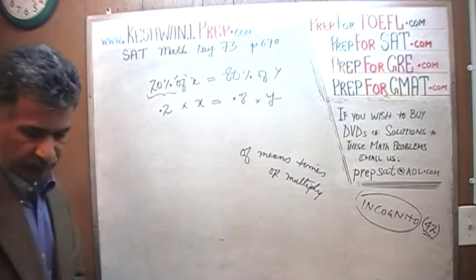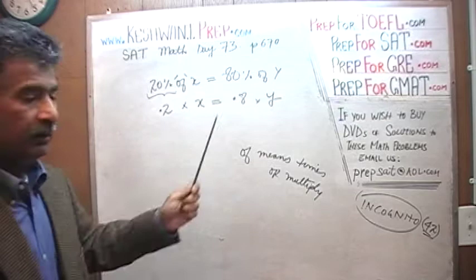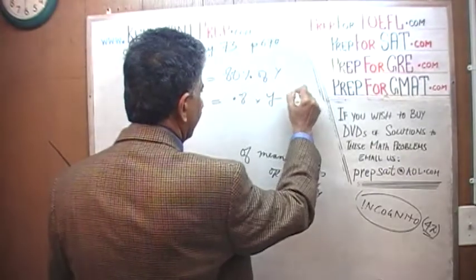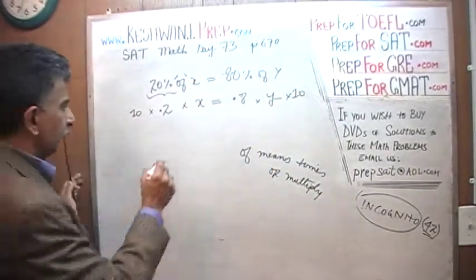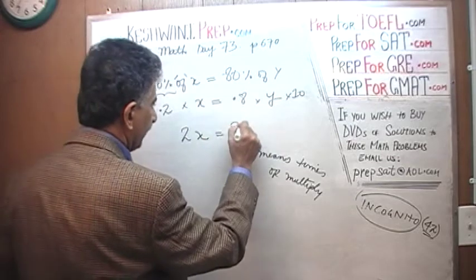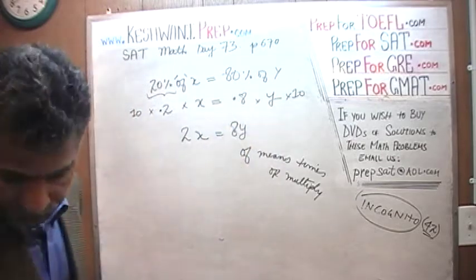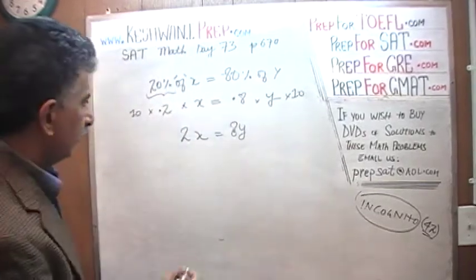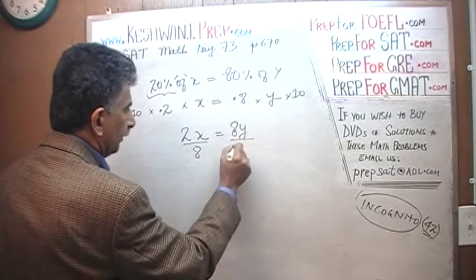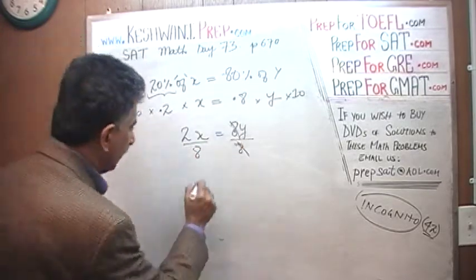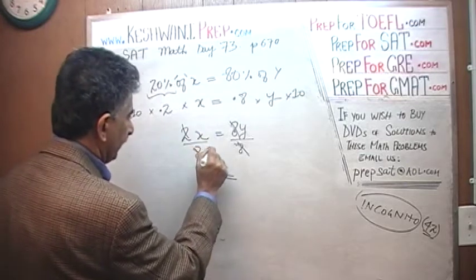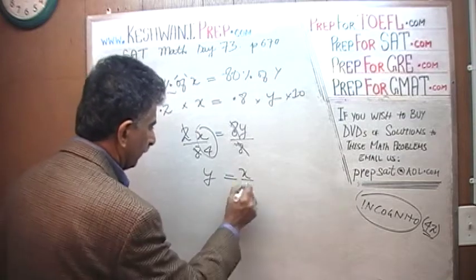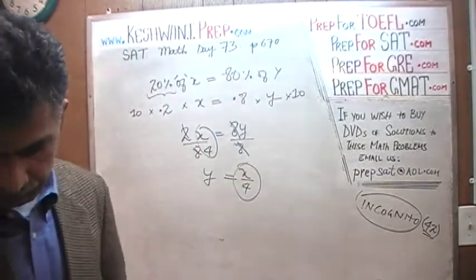Let's get rid of these decimal points by multiplying both sides of the equation by 10. So 10 times 0.2 is 2, so it's 2x here, and here we get 8y. And the question is, what's the value of y? They want us to solve for the value of y. So if you divide both sides by 8, y equals, 2 is going to cancel out with 8 4 times, so it's x over 4. Y equals x over 4. That's our answer.